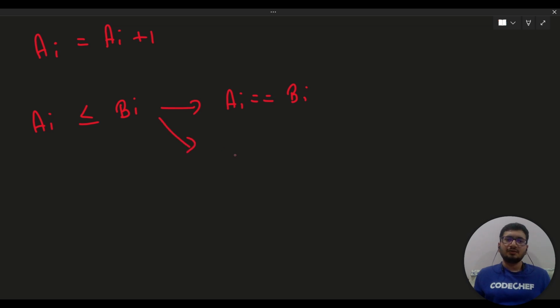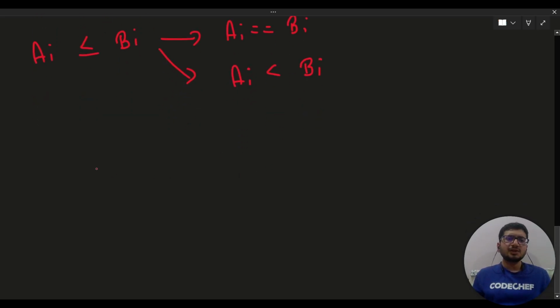The case that we are left with is that Ai is less than Bi. In this case, we need to choose a value of x, and then choose an index i in such a way that this index has an element that is greater than or equal to x.